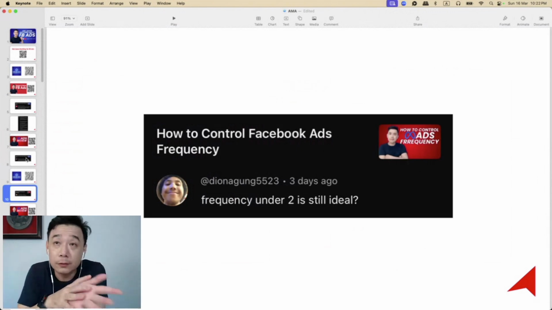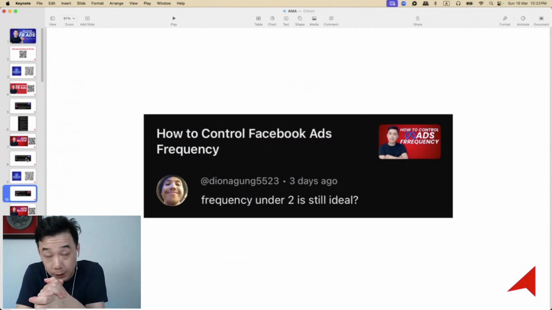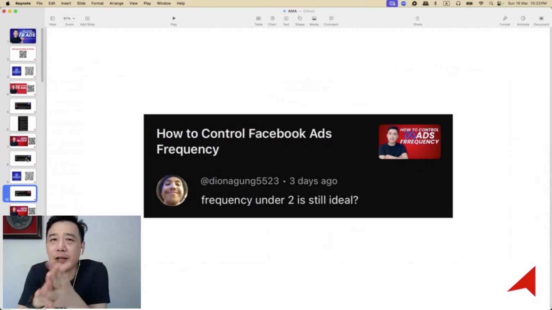Now, for top of funnel, the main purpose of top of funnel ads is actually meant to go out and find as many people as possible, to reach as many people as possible. So we want our frequency to be below 2. So when it comes to frequency below 2, how many days are we actually looking at in the date range? Usually 7 days, all right? We don't look at 30 days.